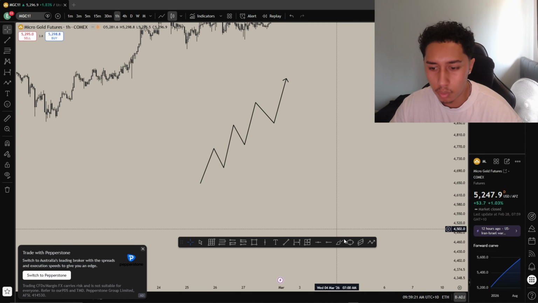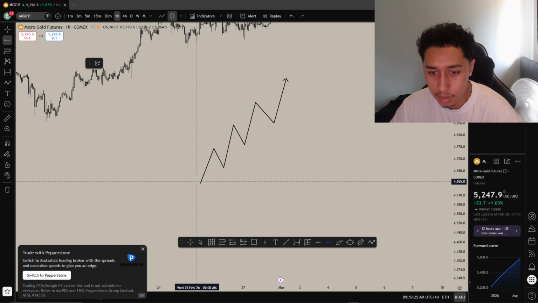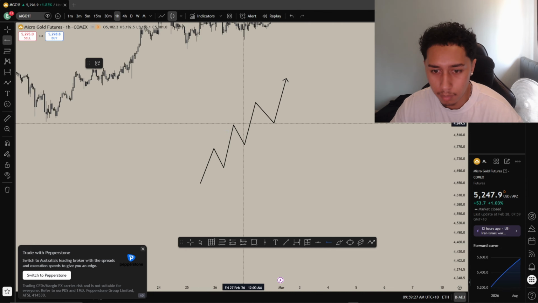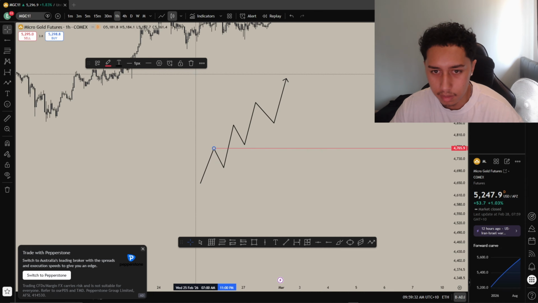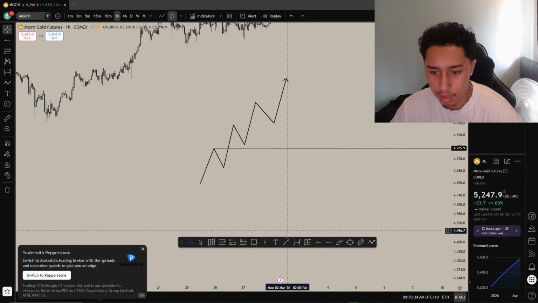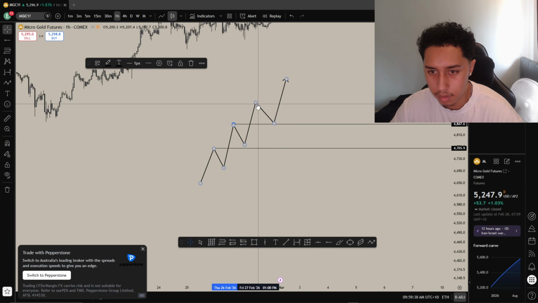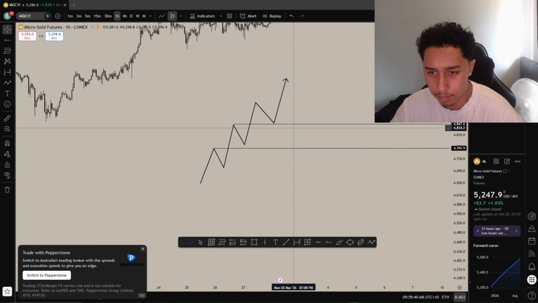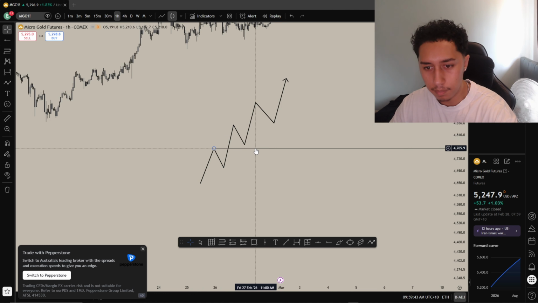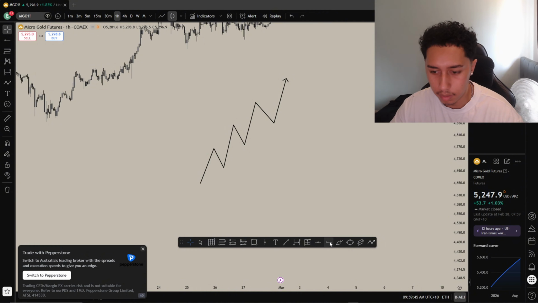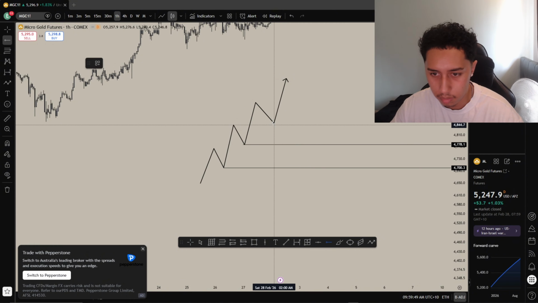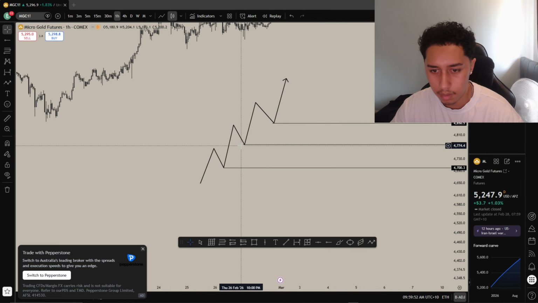Now, when I'm drawing out liquidity, I'm just drawing out highs and lows. That's it. I like to draw out these highs here. I just draw out the highs and lows. All right, that's liquidity. Okay, but in this case, since we're going up, what I would draw is the lows. Okay, I'm just drawing out lows. This is liquidity. That's it.